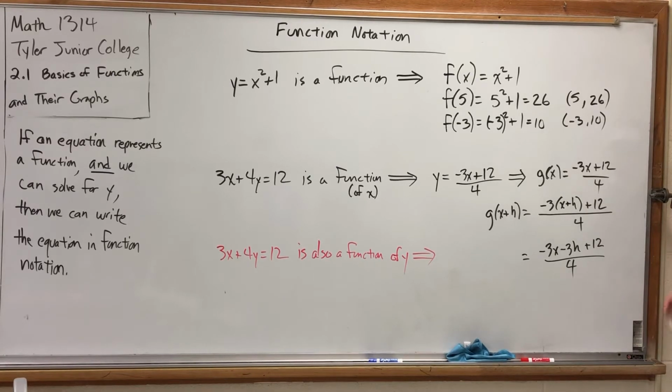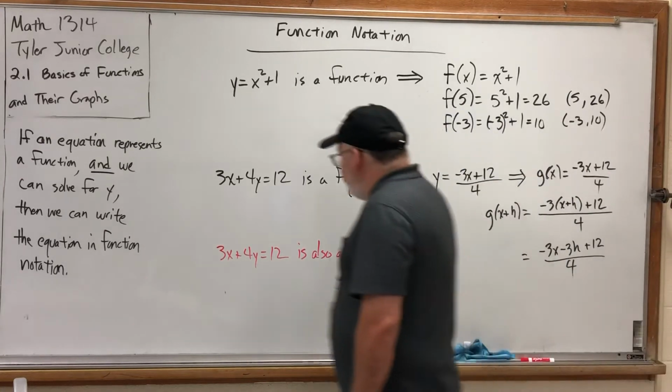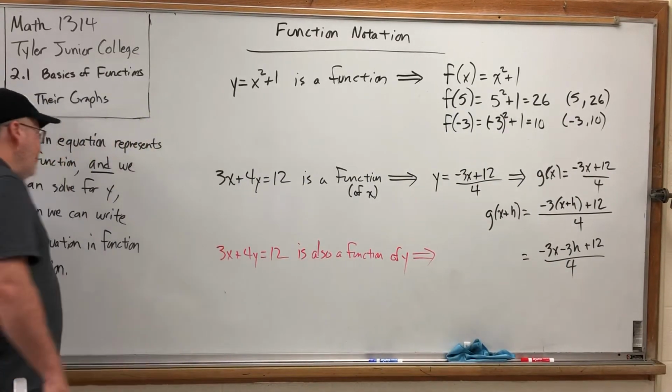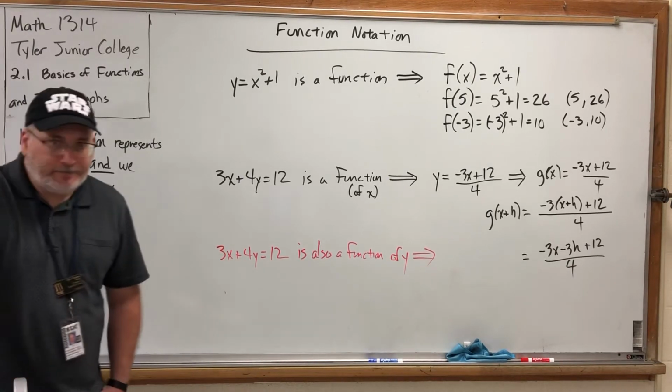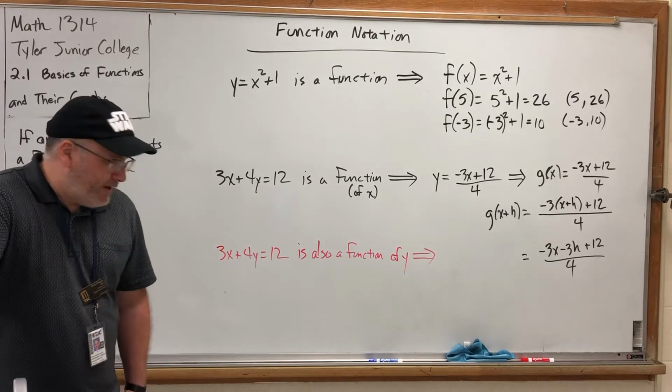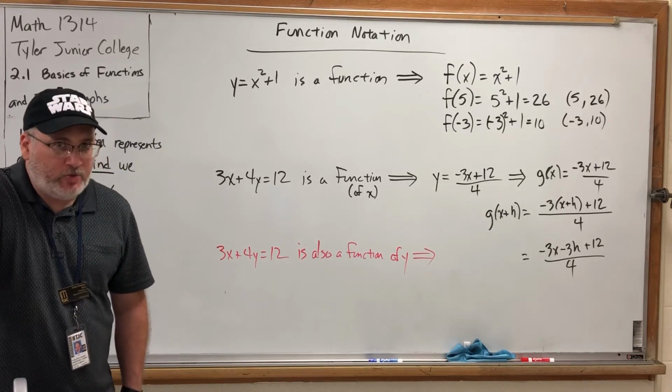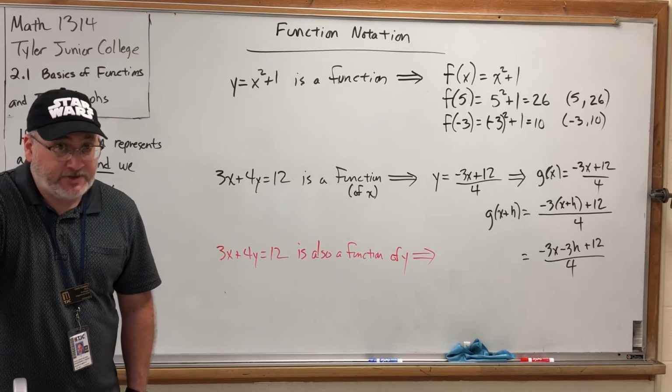If you're tempted to reduce the 4 and the 12, resist. The 12 is part of an addition problem. Addition and division are not opposites. There's no canceling there. You could split it into 3 fractions just to reduce the last one, but this is a perfectly acceptable answer. So, if an equation represents a function and we can solve for y, then we can write the equation in function notation. Now, the thing in red is not going to be an issue in this college algebra class.